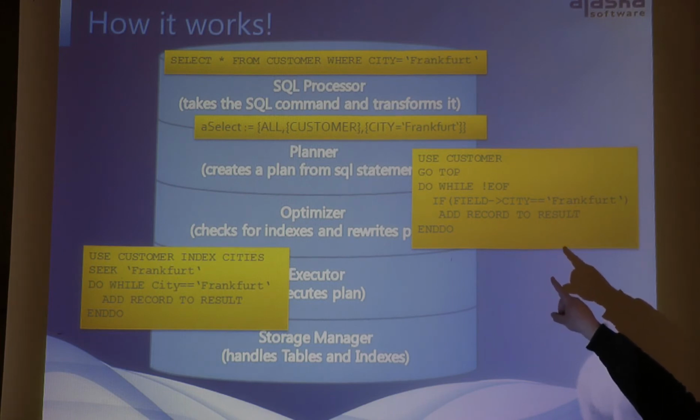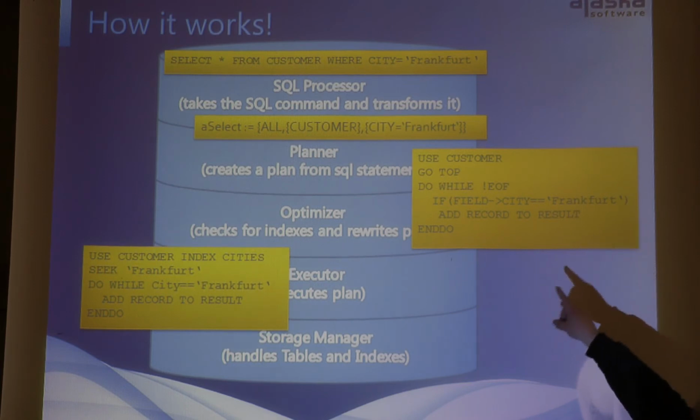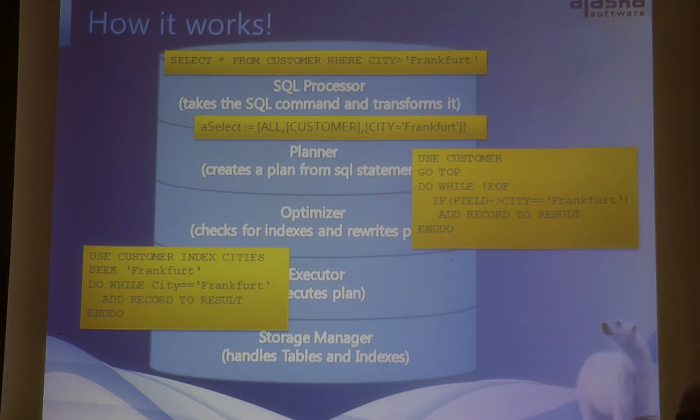What they write is: use customer, scan for field city equals Frankfurt, and endscan. So they have a special statement for that. Instead of writing do while and skip and so on, they have a special statement. And the great benefit of that statement is that, because of it, the underlying database engine gets knowledge about what the developer wants to do at this point.